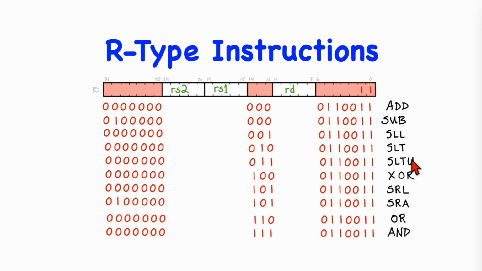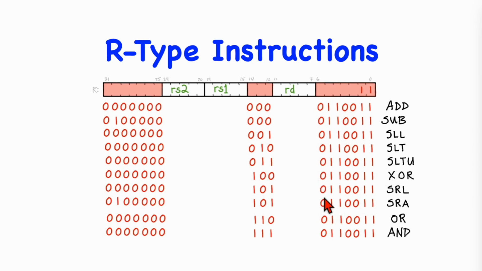Here we've got SLT, or set if less than. This will compare the registers and move either a 0 or a 1 into register RD. If RS1 is less than RS2, it moves a 1 into the destination register, and otherwise it moves in a 0. This instruction, set if less than unsigned, does the same thing, only treating the values as unsigned numbers.